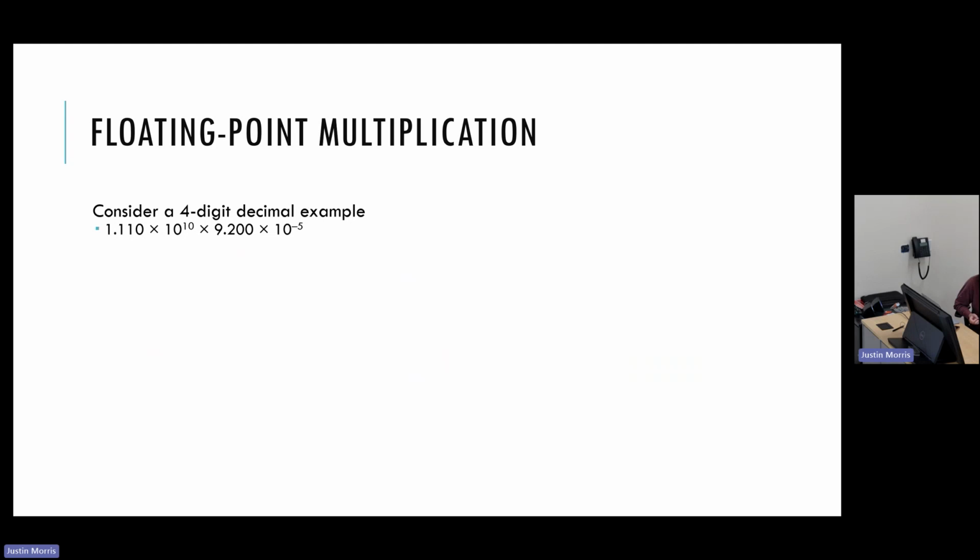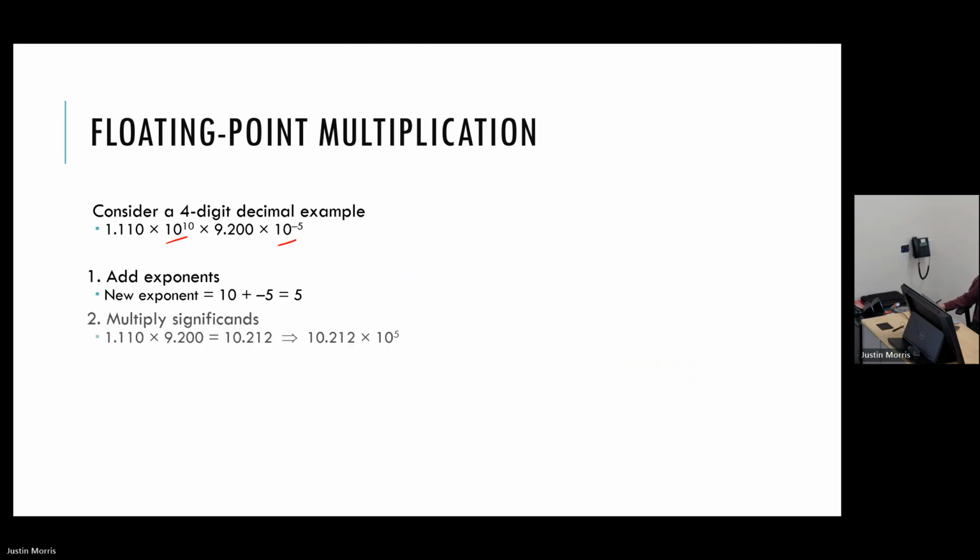Get rid of that, or try to even out the exponents, like subtract them. Yes. Add the exponents together. Same base, right? So you can just add them together. So my new exponent is going to be 10 to the 5. Right? And then my next step is that I can multiply the significands.